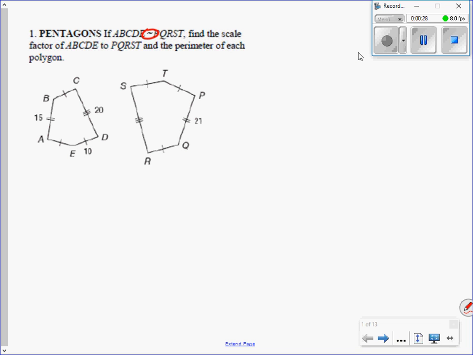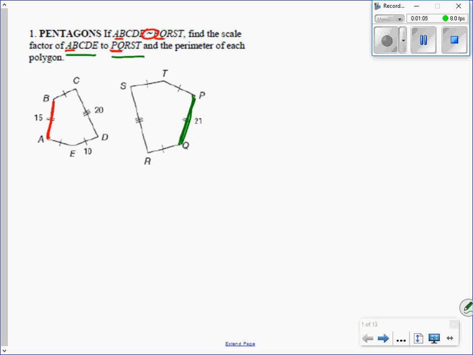So, for example, AB and PQ, because of their names and the way they're written in the similarity statement, those two sides are corresponding. So AB is here, PQ is here. And so right off the bat, we have a set of corresponding sides that we know the lengths of. Okay, so we want to find the scale factor of this one to this one.